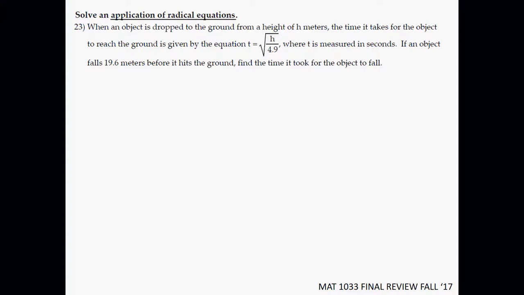Okay. Question 23. When an object is dropped to the ground from a height of h meters, the time it takes for the object to reach the ground is given by the equation t equals the square root of h over 4.9, where t is measured in seconds. If an object falls 19.6 meters before it hits the ground, find the time it took for the object to fall.